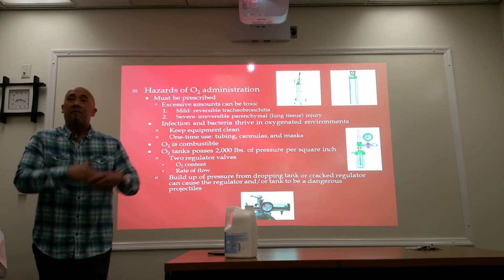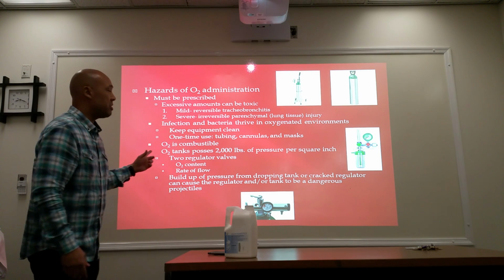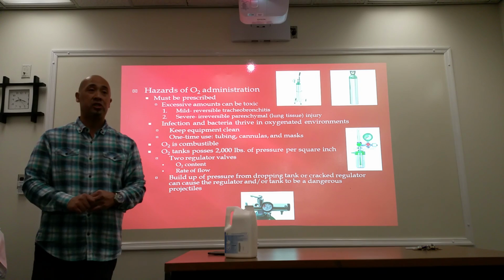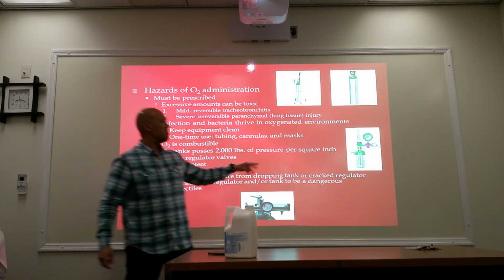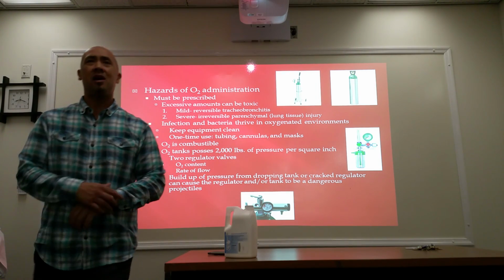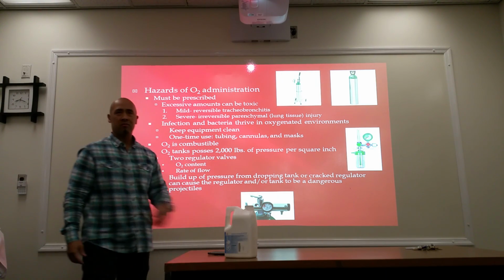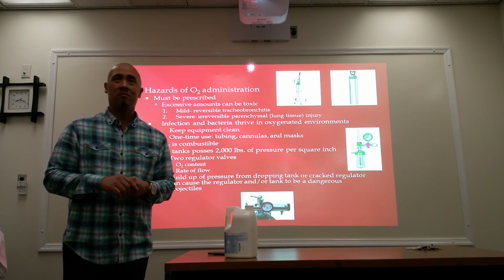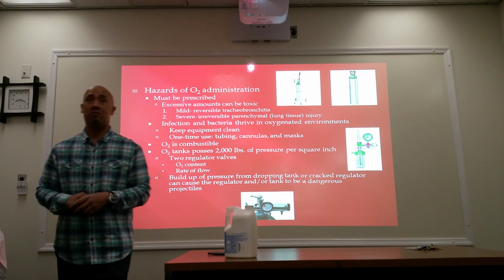is very high in pressure, okay? It says here that the tank itself is approximately 2,000 pounds of pressure per square inch. Have you guys ever heard this term before, per square inch? PSI, okay? I'm going to give you guys an analogy here. We're talking about 2,000 pounds of pressure within that canister. Your tire, when fully inflated, is between 28 to 34.